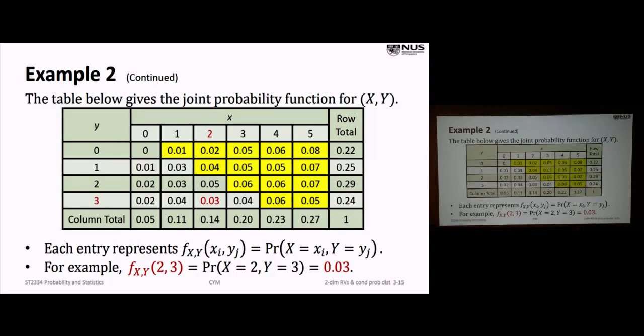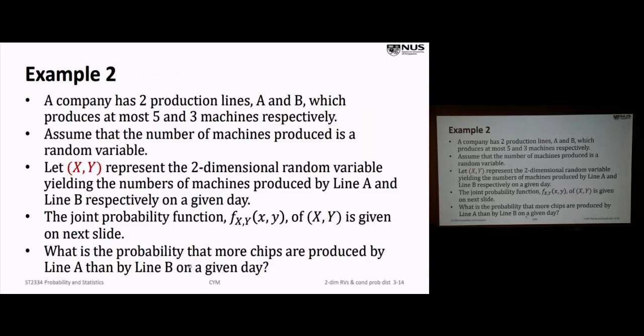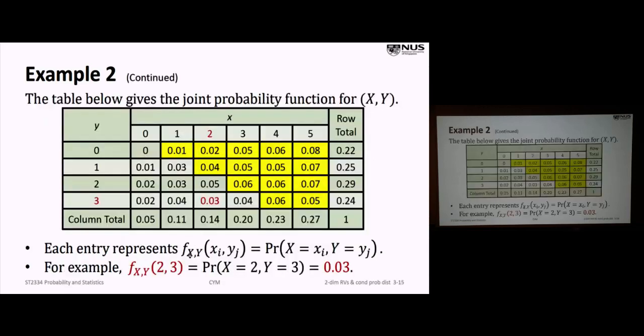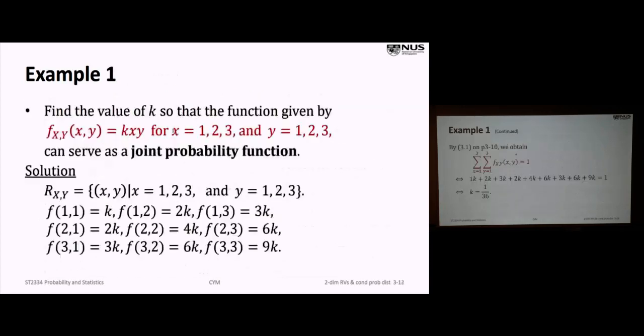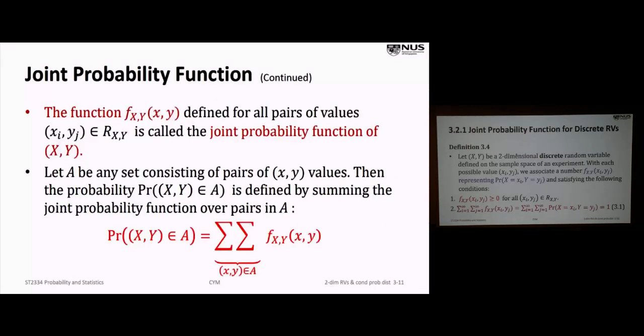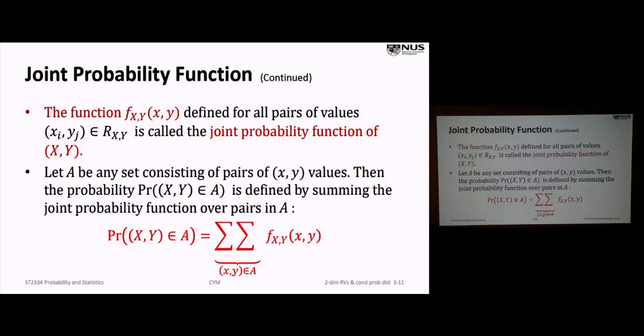Now, let us try to answer the question. The question says, what's the probability that more machines are produced by line A than line B on a given day? So what we're asked for is the probability that the random variable X is strictly bigger than the random variable Y. Just as we said at the beginning of this lecture, the probability of any set A is the sum over all x and y values in the set A of the associated probability mass function.